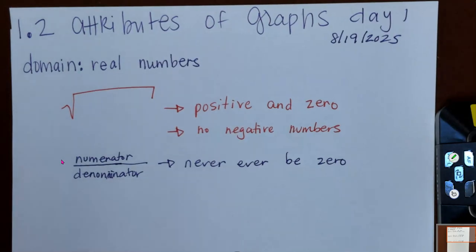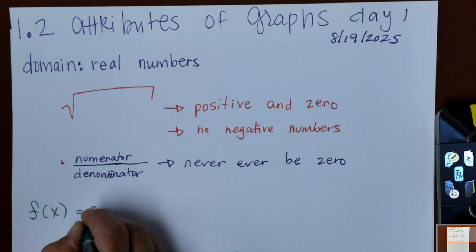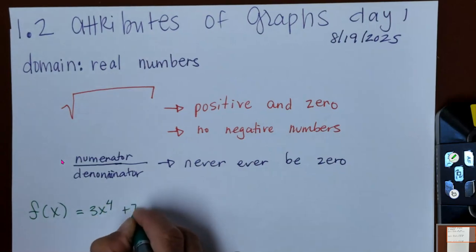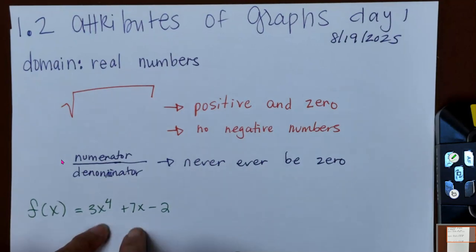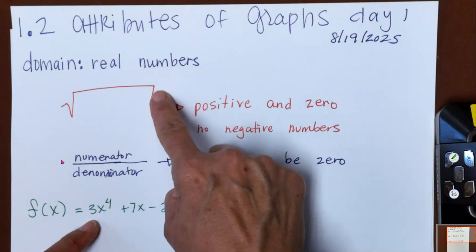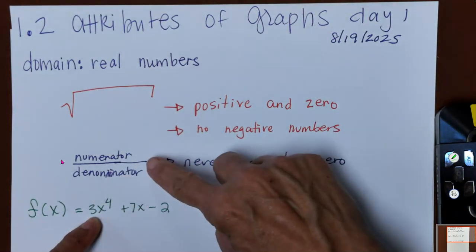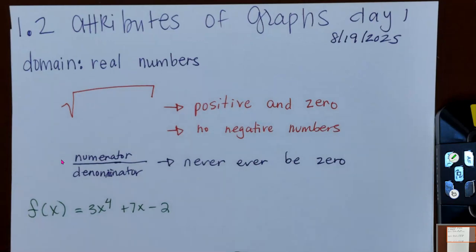So, if I have something like this, when you copy that down, did you copy down a square root? When you copy that down, did you copy down a fraction bar? No. So if I ask you to state the domain, you don't have to think. It is negative infinity to positive infinity, always.